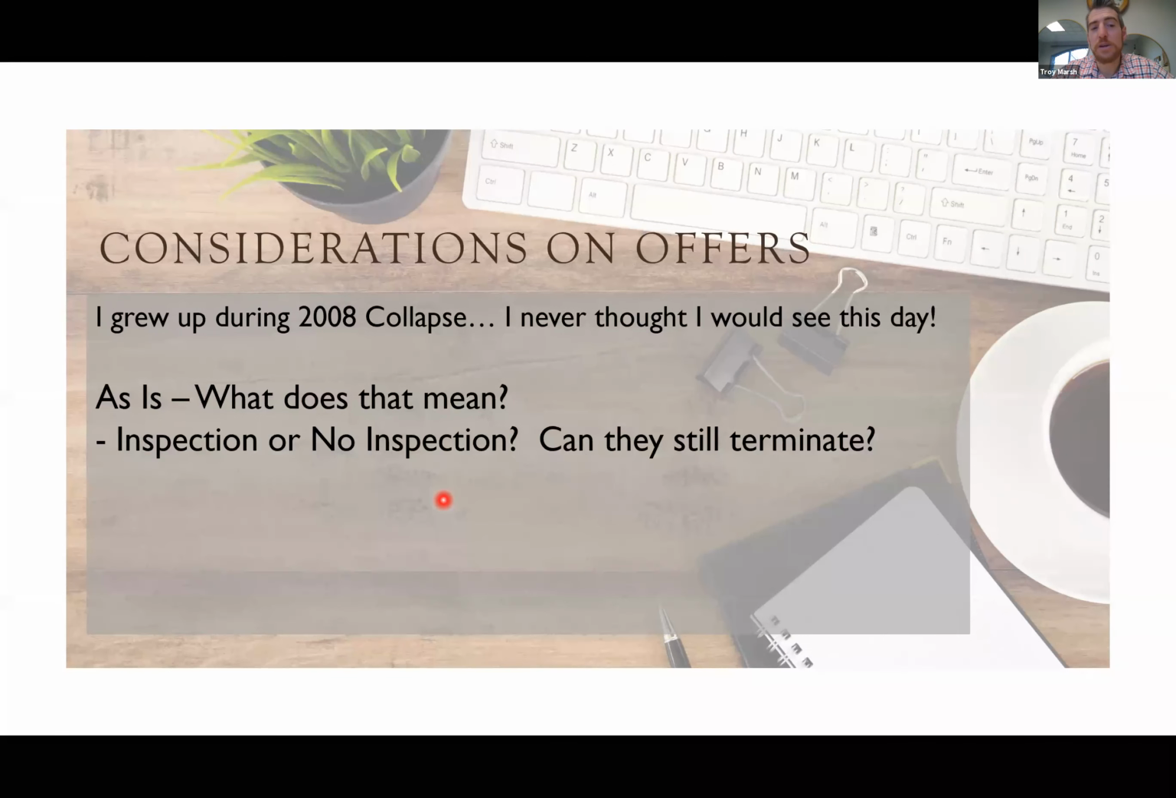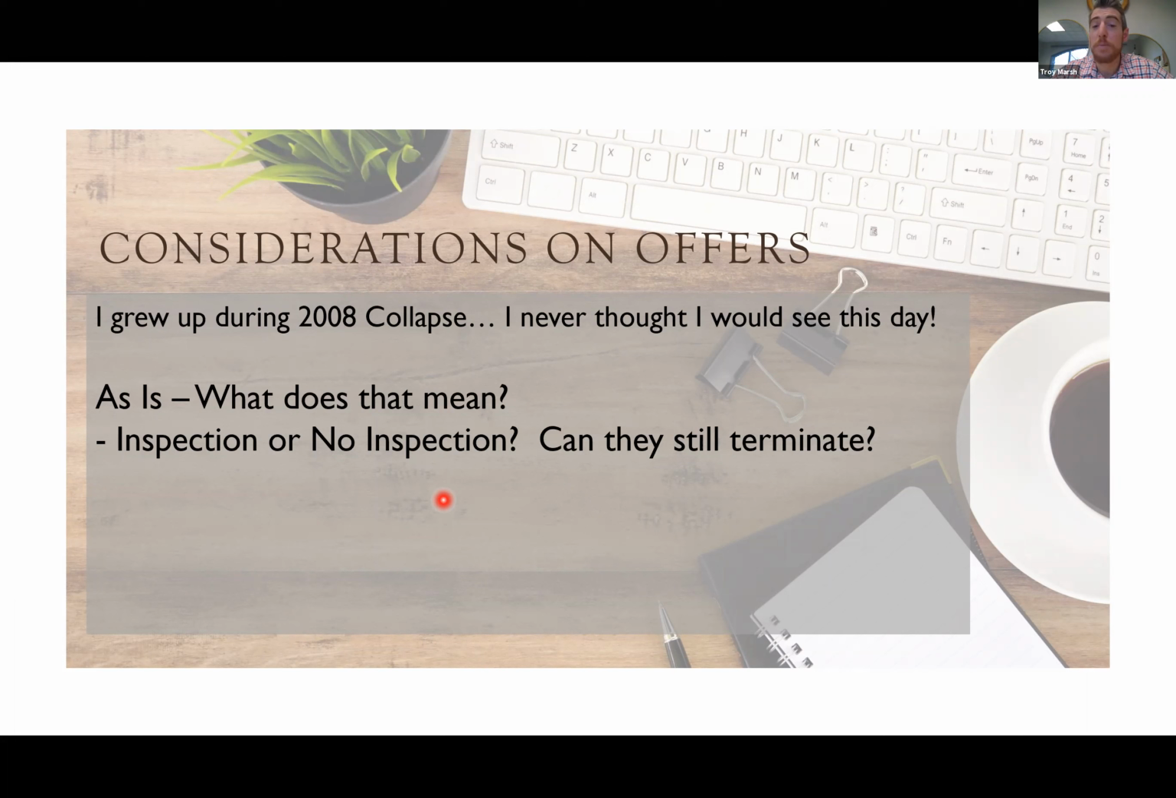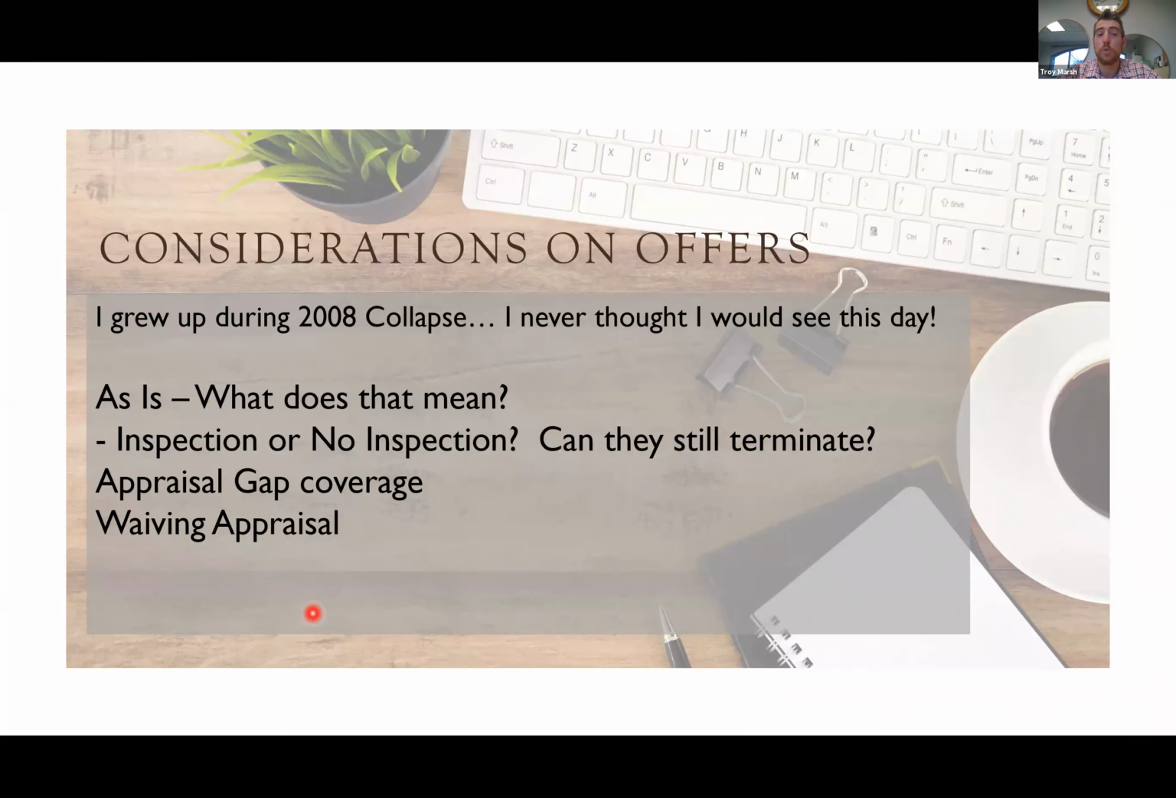So does that mean that you're doing an inspection and just agreeing to not ask for repairs, or does that mean no inspection? And can they terminate the contract still, or is this just for informational purposes? Appraisal gap coverage, somebody had mentioned earlier. And then also some people are going as far as to waive the appraisal, which is, you know, if you can get a lender, sometimes if somebody's putting 20% down, you'll get an appraisal waiver.